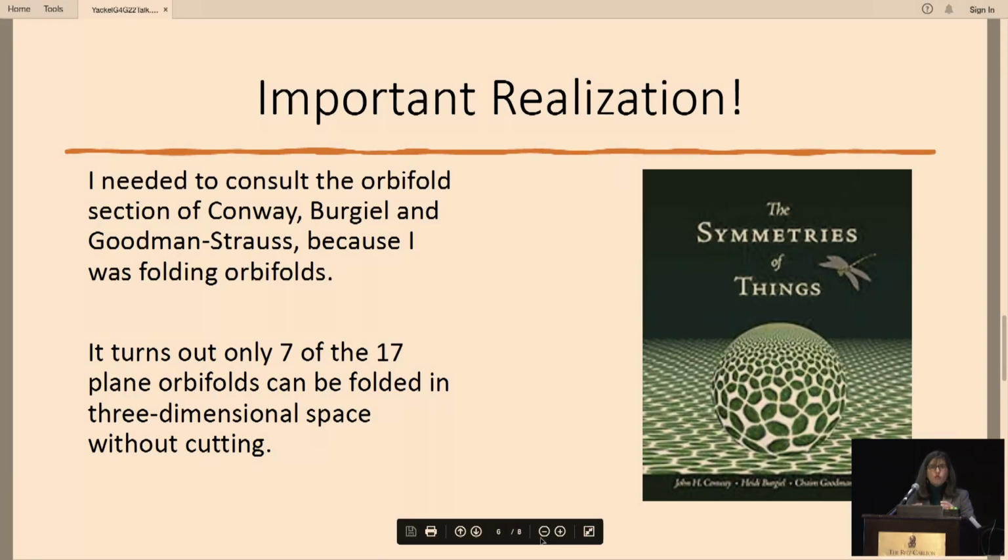And if you think about what you're doing, this is why it was so important to have set forth the physical constraints, because I couldn't cut my fabric. And because I couldn't cut my fabric, I couldn't make any of the orbifolds that required cuts. And furthermore, I had to be folding my fabric in 3-dimensional space. So I couldn't make the Klein bottle or anything like that. So I could only make 7 of the 17 plane orbifolds, which is the theorem of this talk. Okay, so with Itajime Shibori, you can only make 7 of the 17 wallpaper patterns.